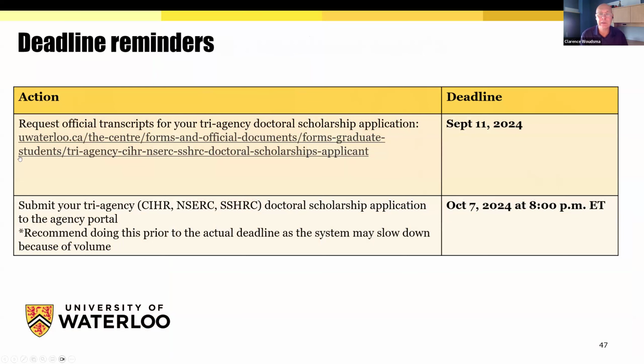A couple of key deadlines to keep in mind. The 11th, right, is for requesting official transcripts. So that's coming up. And then the October 7th deadline as well, right? So these are key to keep in mind.